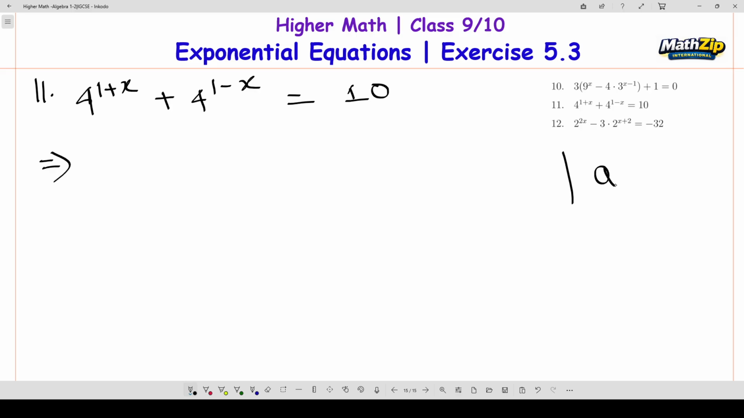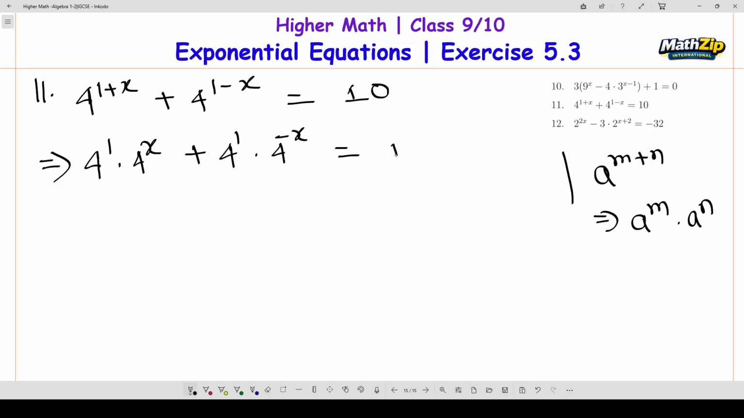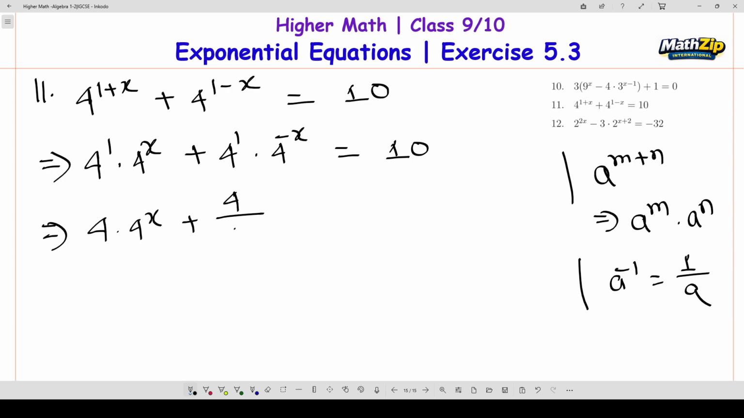We know a to the power m plus n, we can write as a to the power m times a to the power n. So here is also the same thing: 4 to the power 1 times 4 to the power x plus 4 to the power 1 times 4 to the power minus x equals 10. For an easier form, 4 times 4 to the power x plus 4 by 4 to the power x, as per the negative exponent a to the power minus 1, we can write 1 by a. Same thing, it will be 4 to the power x equals 10.